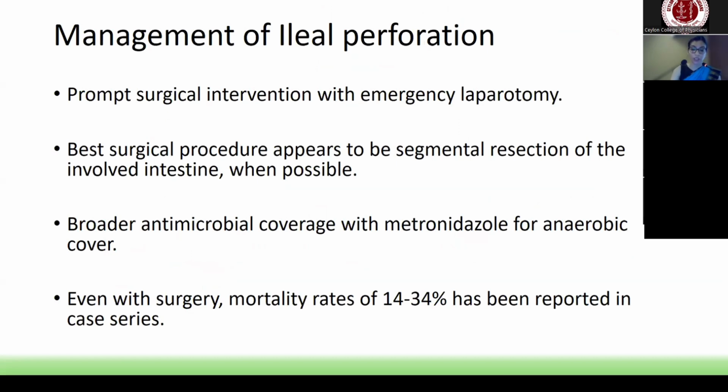Management of ileal perforation. Prompt surgical intervention with emergency laparotomy is necessary. The best surgical procedure appears to be a segmental resection of the involved intestine when possible. Broader antimicrobial coverage with metronidazole for anaerobic cover is necessary. Even with surgery, mortality rates of 14 to 34% have been reported in case series.